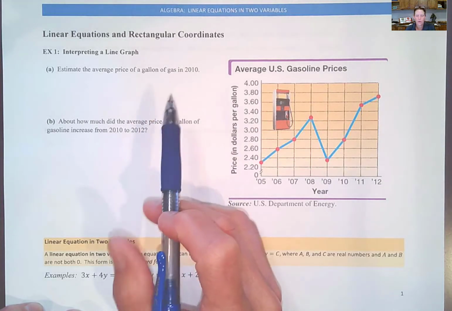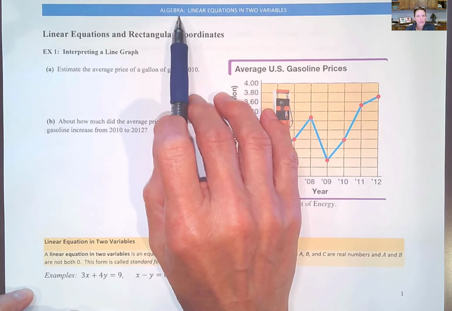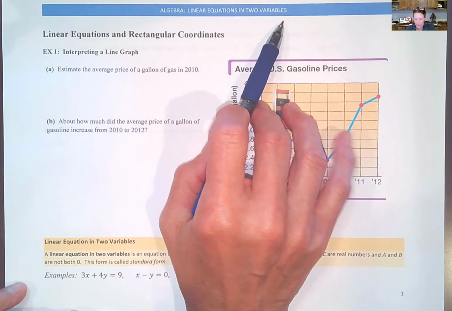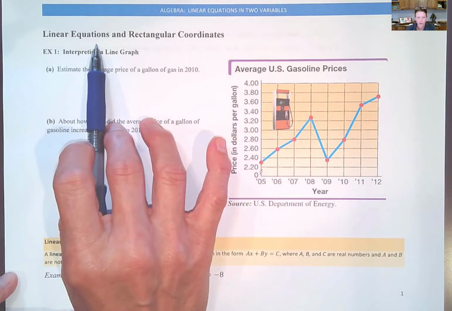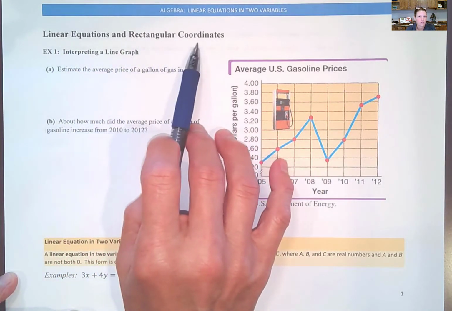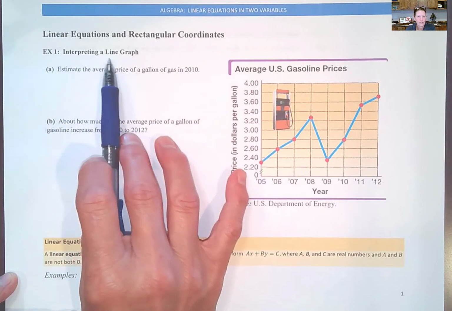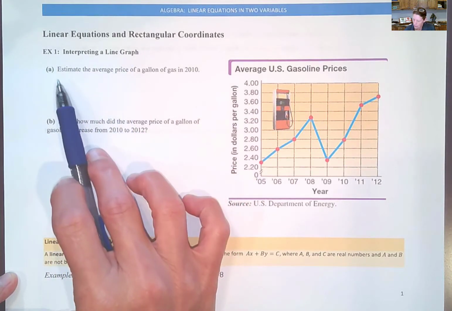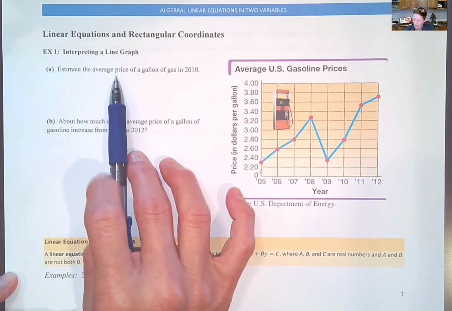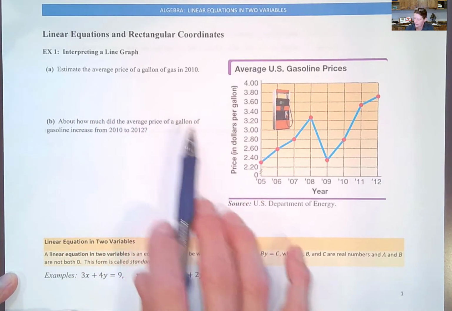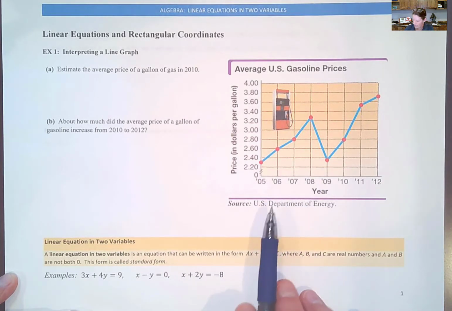In this video we're going to talk about algebra, linear equations in two variables, and more specifically linear equations and rectangular coordinates. Well, let's begin with example 1, interpreting a line graph. Here in part A we want to estimate the average price of a gallon of gas in 2010. And we've got a graph to look at from the U.S.